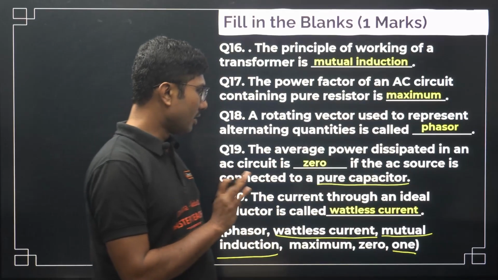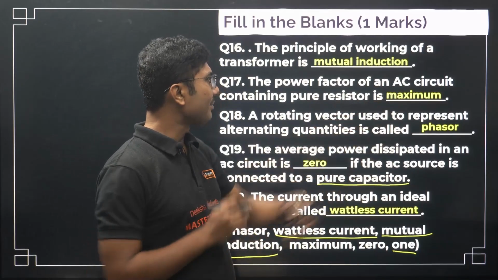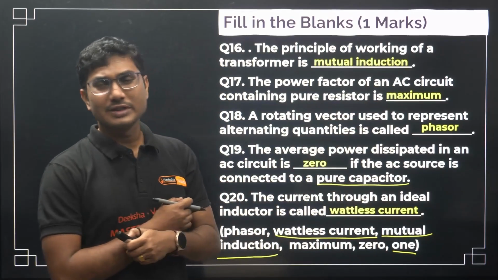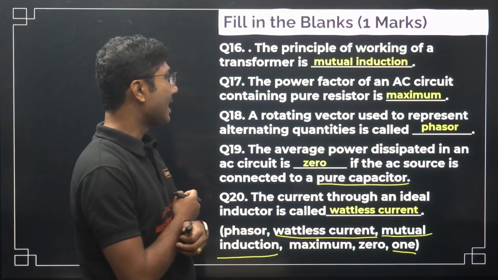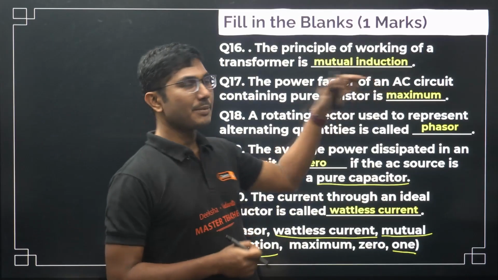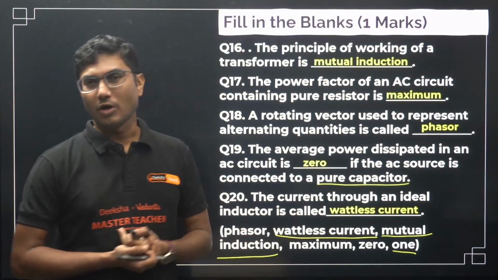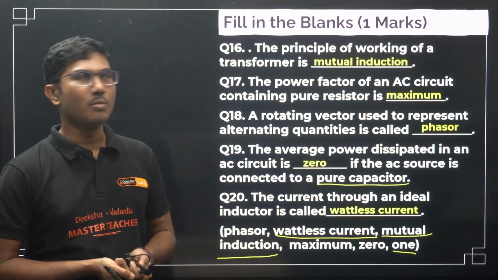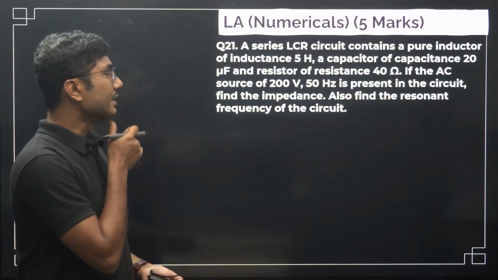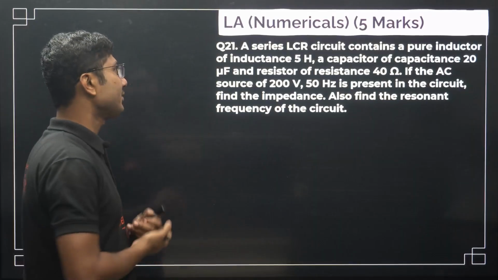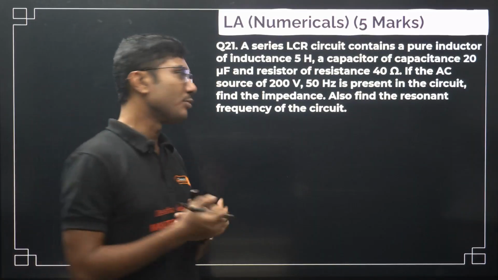Somehow that is missed, so the power factor in a pure resistive AC circuit can be 1 as well. Maximum, it can be 1, both are correct. So in that case both options should have been given full marks, right? Now let's solve some numerical questions from this chapter. We will be solving 5 numerical questions.